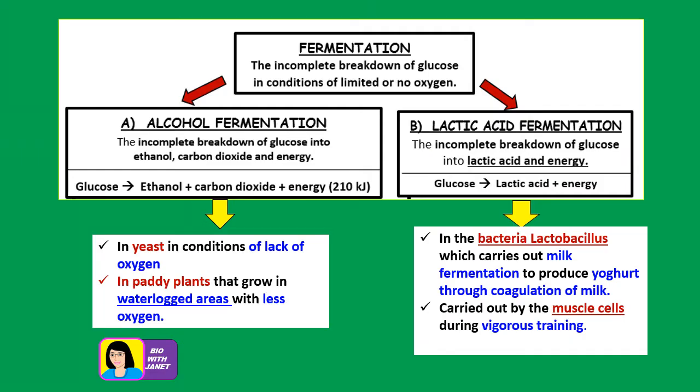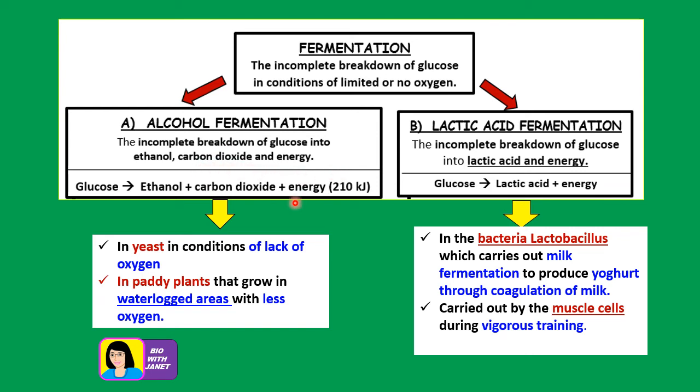A short revision on fermentation. So we know that there are two types of breakdown of glucose. The first type is aerobic respiration, which is the complete breakdown of glucose. Okay? And it requires oxygen. But then you also have the other type, which is called fermentation, the other type of breakdown of glucose. So fermentation is just the opposite of this aerobic respiration. It's the incomplete breakdown of glucose in conditions of limited or no oxygen. And it's actually divided into two types, all right, depending on the organism. The first type occurs in yeast in conditions of lack of oxygen, or in the paddy plants, as we have discussed in the question, that grow in the waterlogged areas with less oxygen. All right, like the paddy plant roots. So for alcohol fermentation, it's the incomplete breakdown of glucose into ethanol, carbon dioxide, and energy.